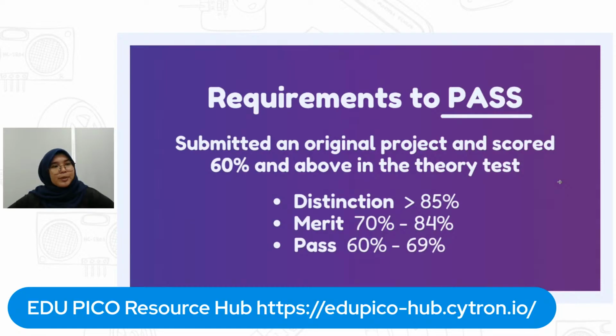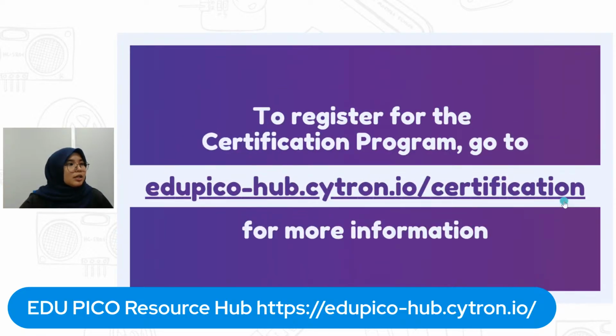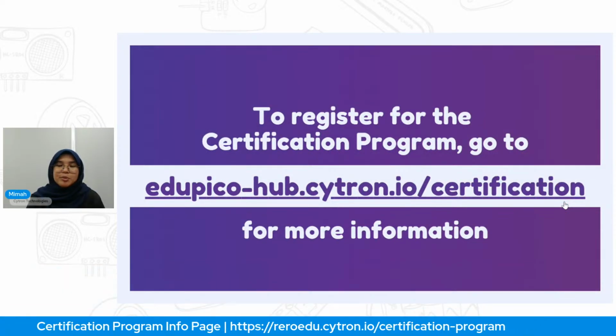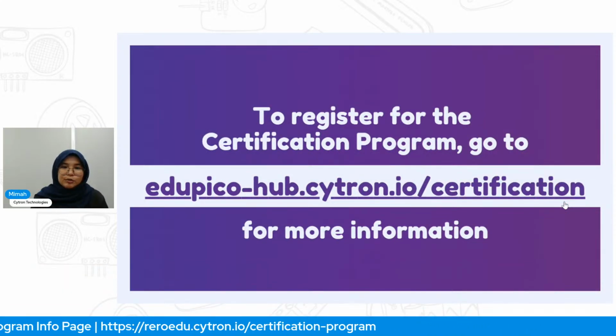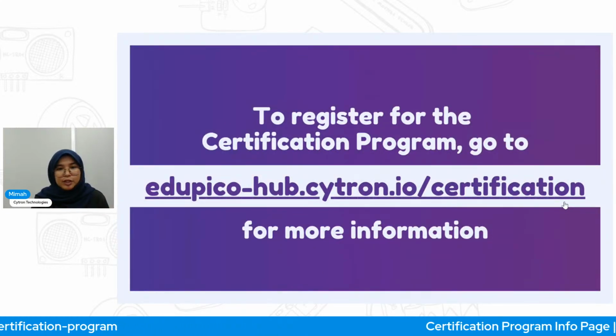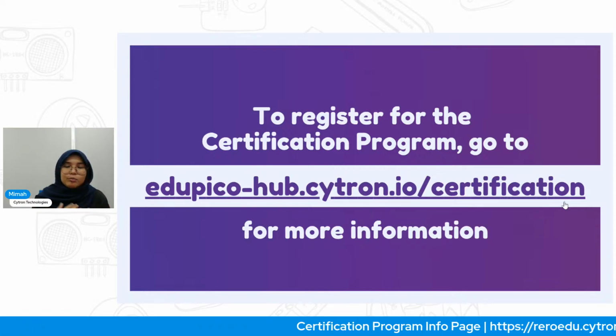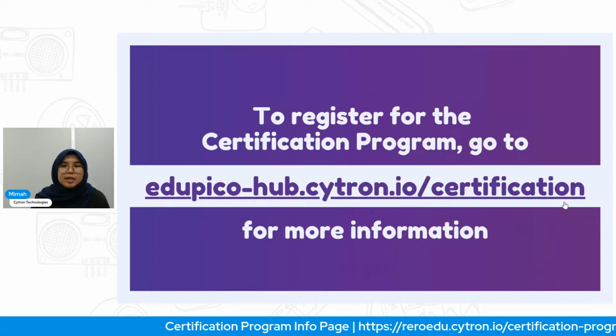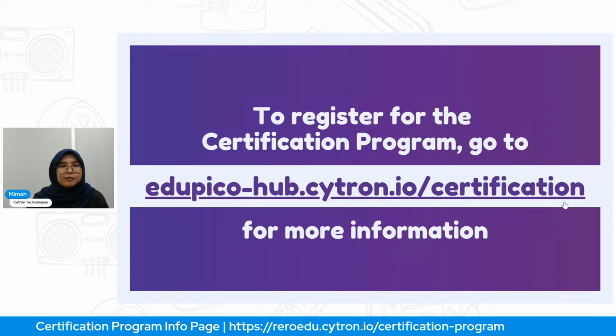The requirement to pass, similar for all of the courses, is at least 60%, to get any of these three merits: pass, merit or distinction. For those who have registered, you can go ahead and be prepared for the theory test. For those who have not registered and are hearing about this for the first time, you can head to our resource hub, under the certification part, to get more information about the certification program, the link to submit, the link to do the test and everything.